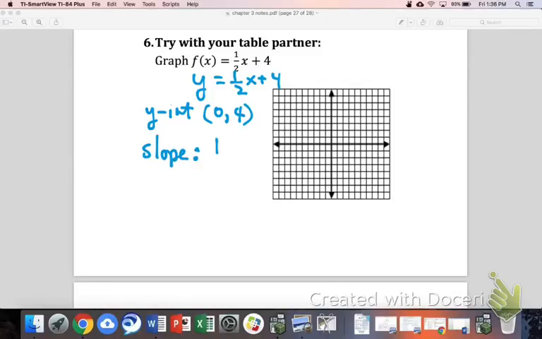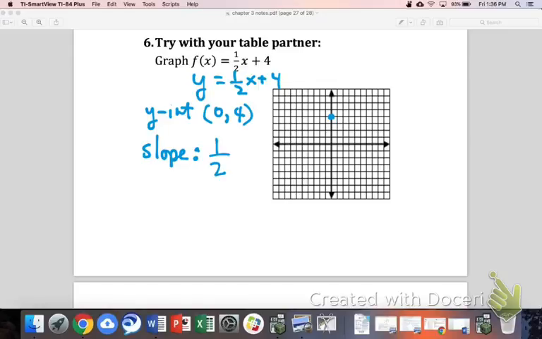The slope is 1 over 2. Jack, I'm coming back to you on this one. We've got our y-intercept, we got our slope. Which one do we graph first, the y-intercept or the slope? Jack? Y-intercept first, that's right. So 0, 4. So 0, 4 is right about there.